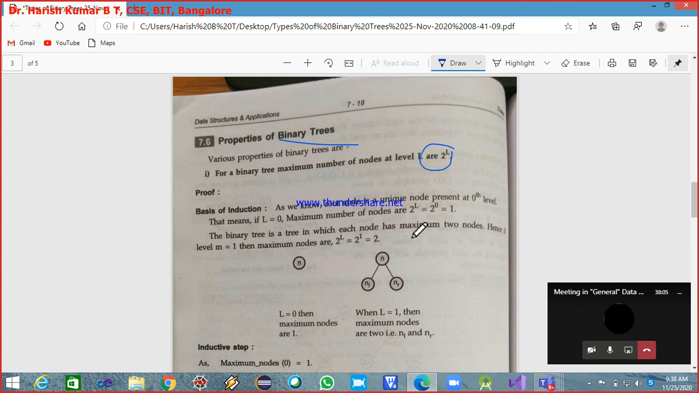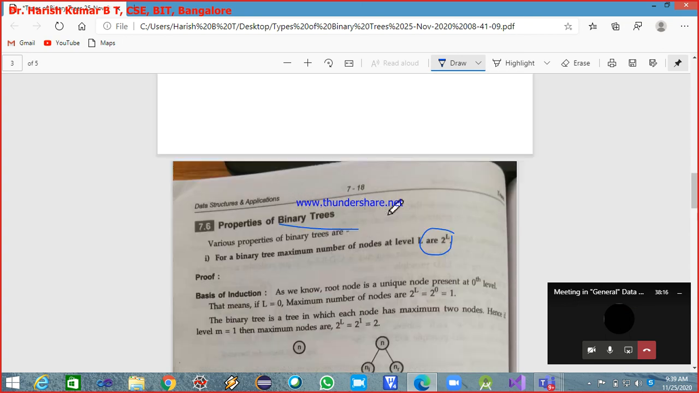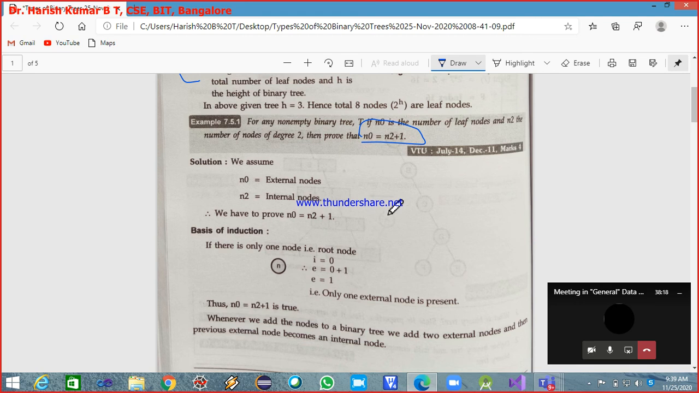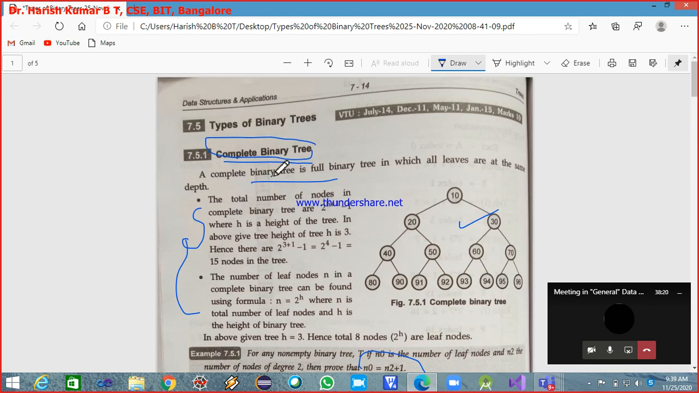If I consider a binary tree at some level L, what is the maximum number of nodes it can have? It can have 2 raised to L. Don't confuse this with the complete binary tree, where the maximum number of nodes is given by 2 raised to h plus 1 minus 1 if you start the level from 0. If you start the level from 1, it is 2 raised to h minus 1.